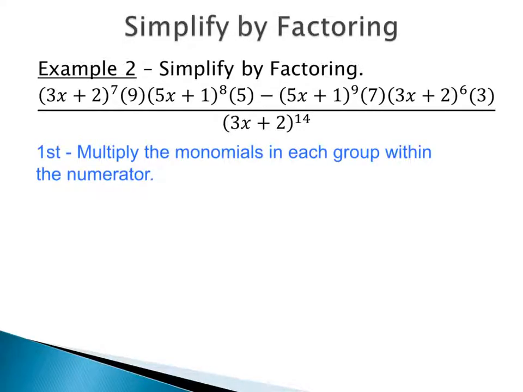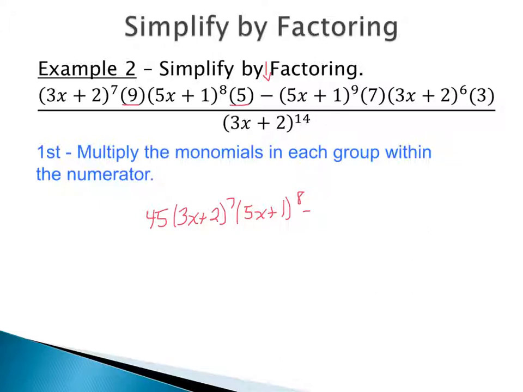So in this case, we have a subtraction that is separating our two groups, but we do want to simplify this. So in our first group, we have 3x plus 2 to the 7th times 9 times 5x plus 1 to the 8th times 5. So in multiplying the monomials, I'm talking about multiplying the 9 times the 5, which would give us 45. And then, since those are the only monomials, everything else we can just carry over. So the 3x plus 2 to the 7th and the 5x plus 1 to the 8th.